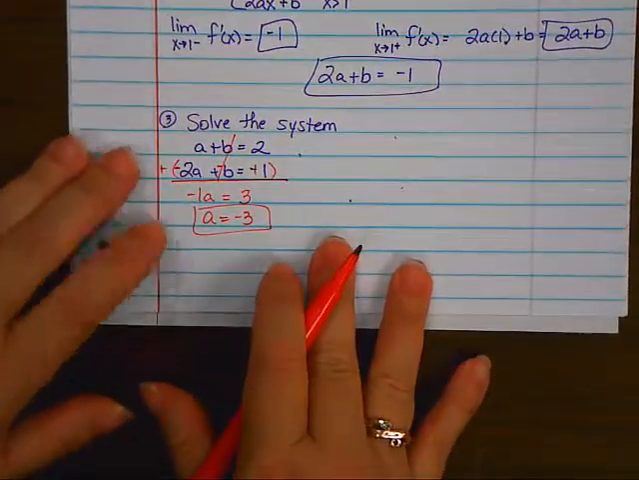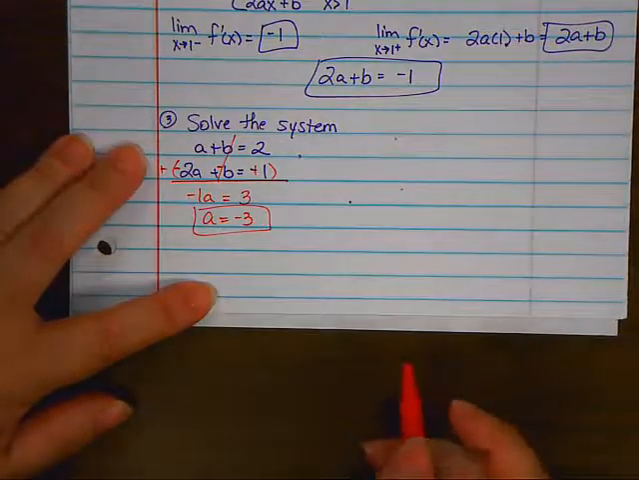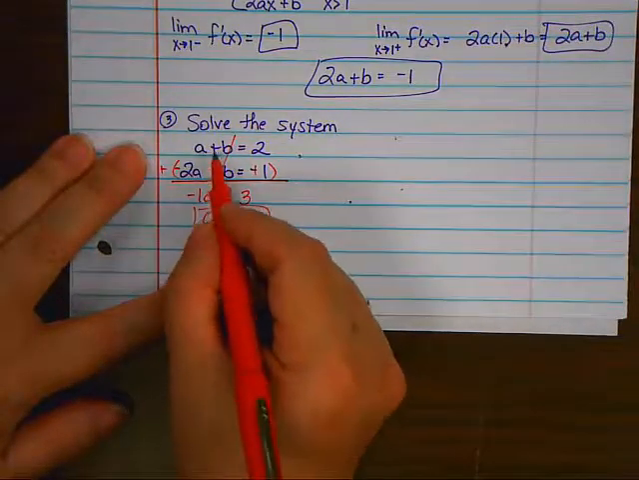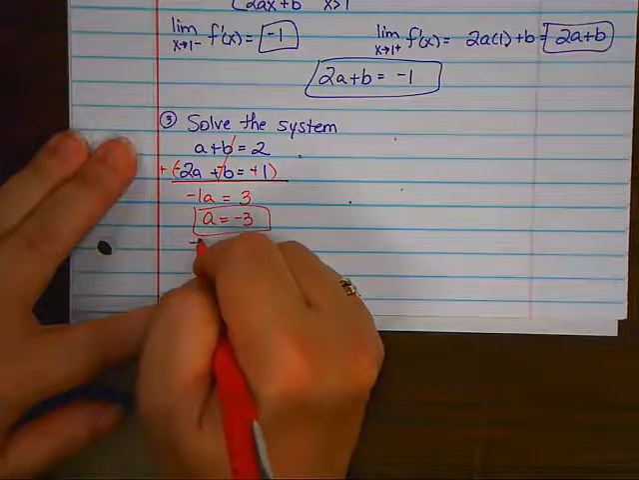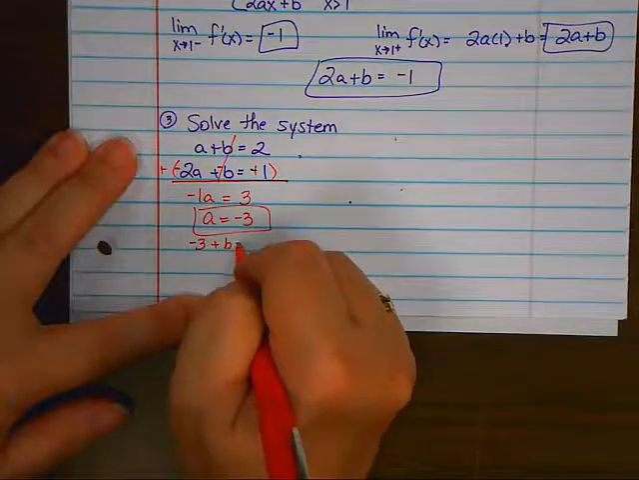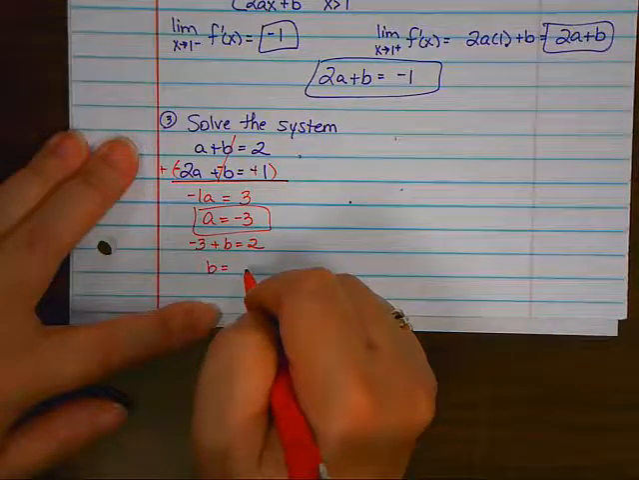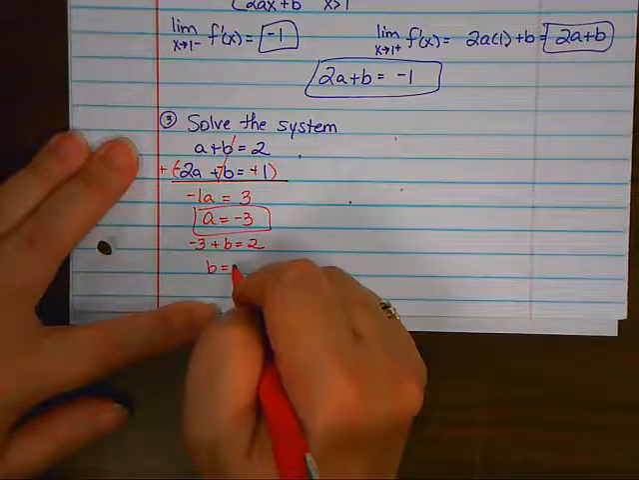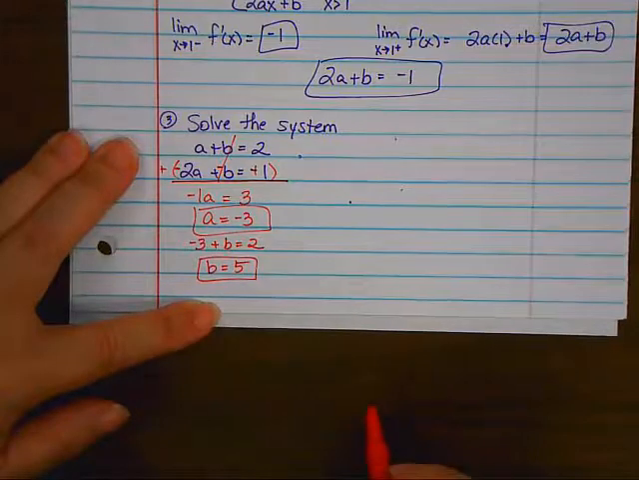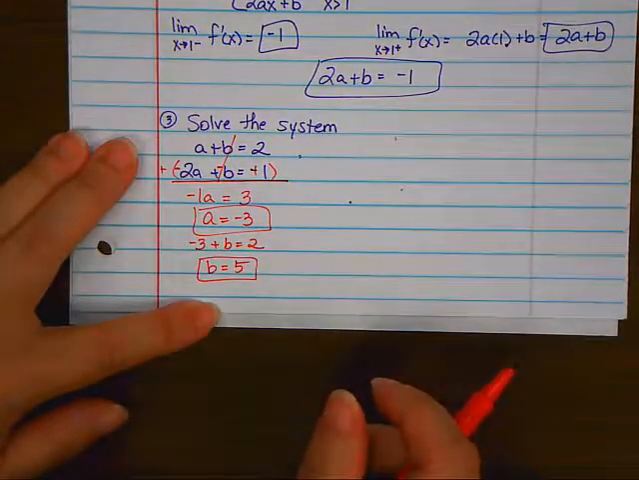I'll move this up because I don't even need that above stuff anymore. To find b, go back to either equation and plug it in. Negative 3 plus b equals 2. So b equals, what do you say, guys? 5. Okay. Have I solved the problem that the question originally asked?